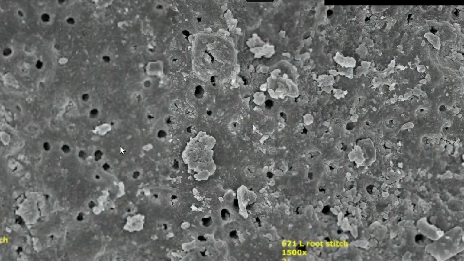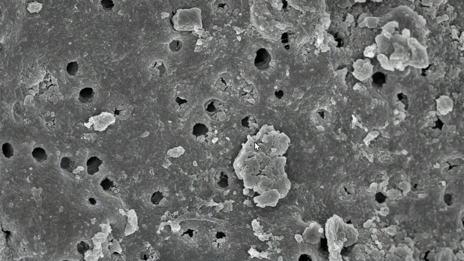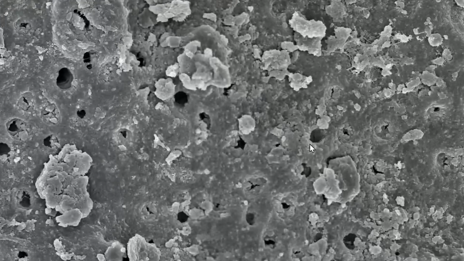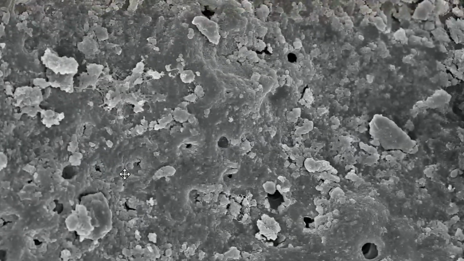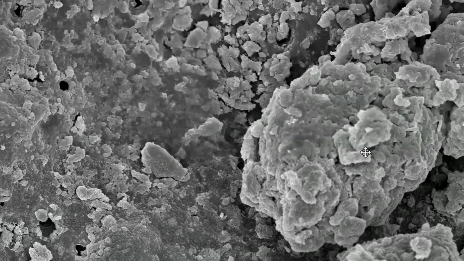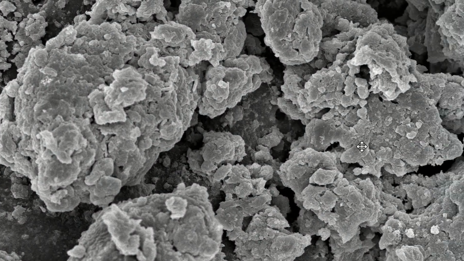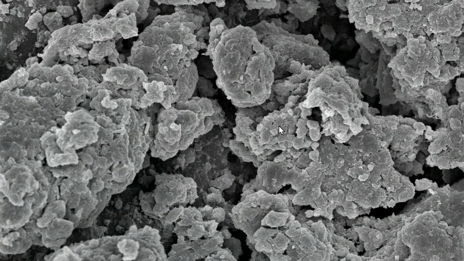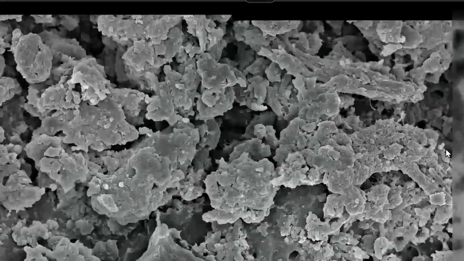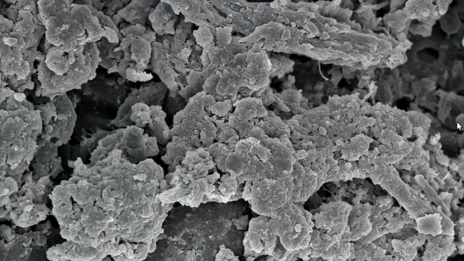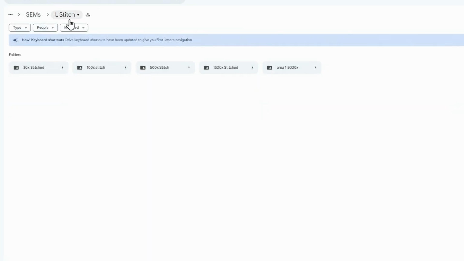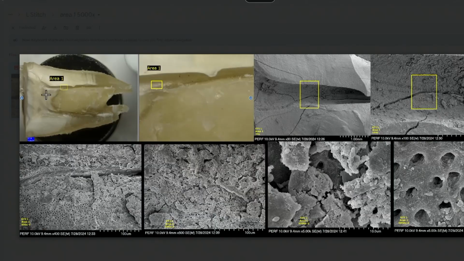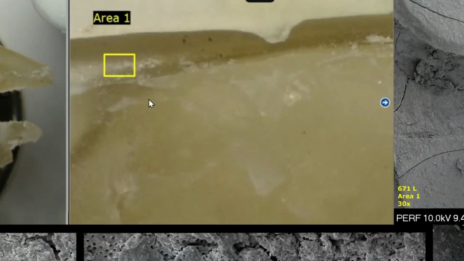Looking at the higher power, of course, we're looking for bacterial morphotypes and also the extent of demineralization of the mineralized layer. And here I cannot detect any bacterial morphotypes. There may be bacterial morphotypes there, but they've been so altered by the irrigation device that you can't really make that call.